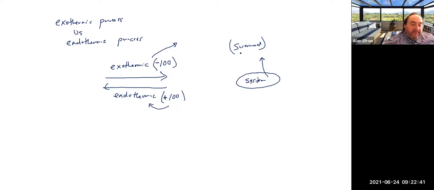So in this case, from my arrow, the system would be giving off the energy and be exothermic. So whatever amount of energy the system lost, say 100 kilojoules, would be represented as negative 100 kilojoules of energy because it's being given off. The surroundings would then gain that 100 kilojoules of energy, and it would be noted as being positive because it's being absorbed.